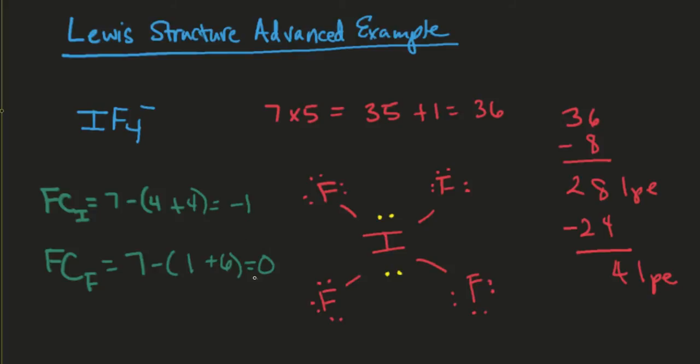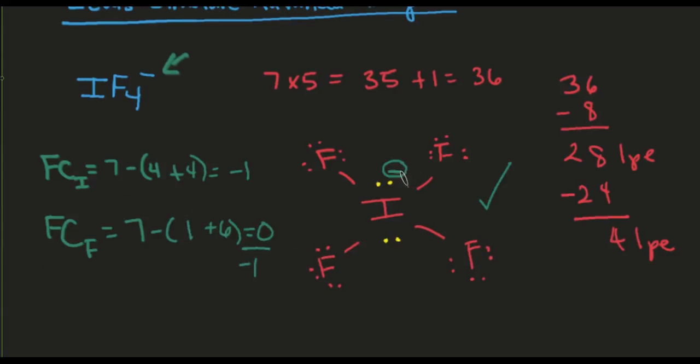0 plus -1 is -1, and that's what this thing told us it should have been, a net charge of -1. So you put the -1 charge there, and this is a valid Lewis structure. If you wanted, you could have put a -1 charge out here.